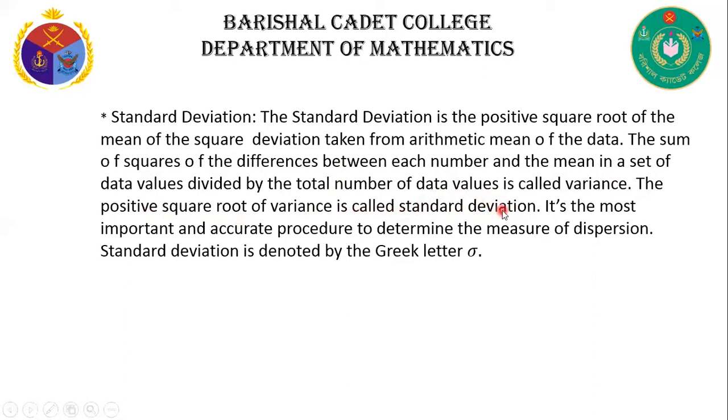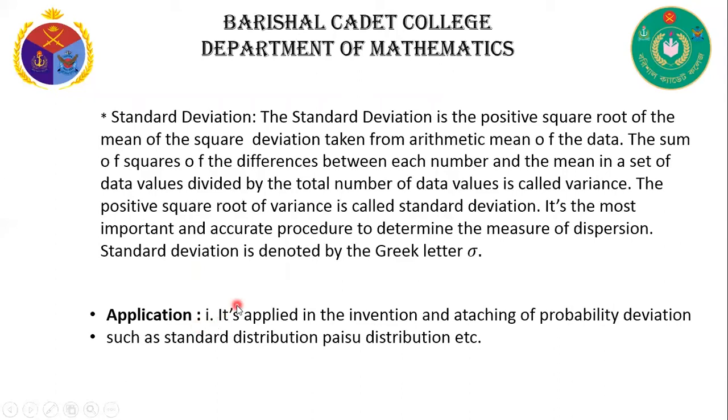That means we find the variance, then also find the square root. It's also called the standard deviation. It is the most important and accurate procedure to determine the measure of dispersion. Standard deviation is also denoted by the Greek letter sigma. Here the symbol name is sigma.